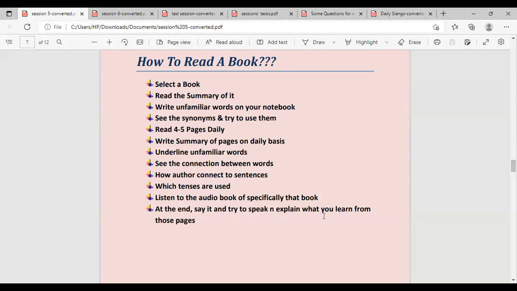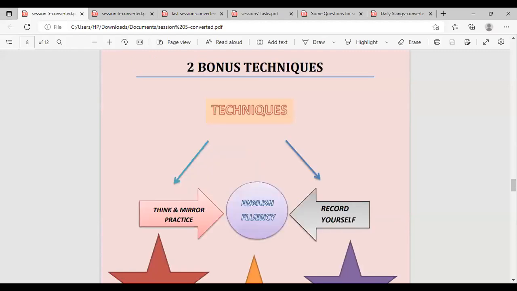Now it comes to audio recording or video recording. If you are an intermediate level speaker, go with audio recording. If you are an advanced level speaker, then what you can do is video recording. So it depends on you. Don't do mirror practice. Mirror practice is for extreme beginners. You are not a beginner now.